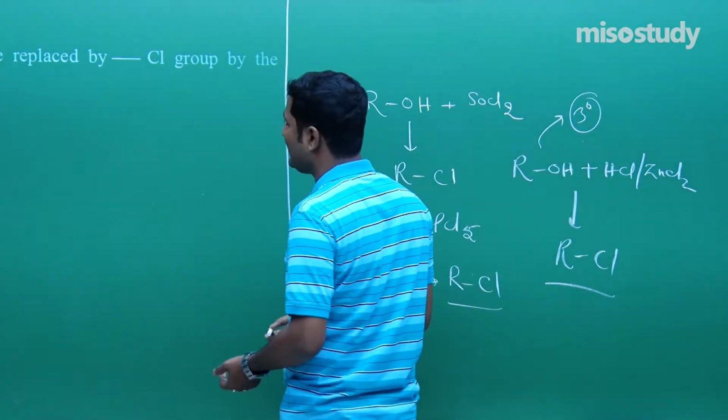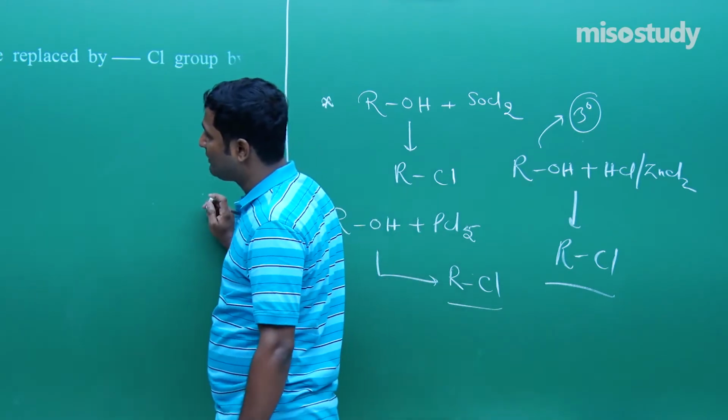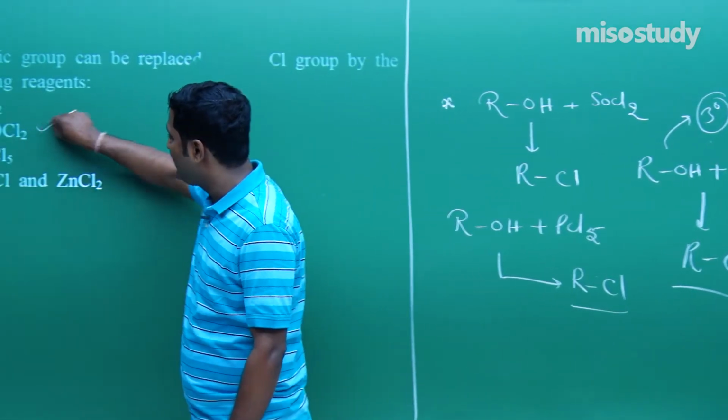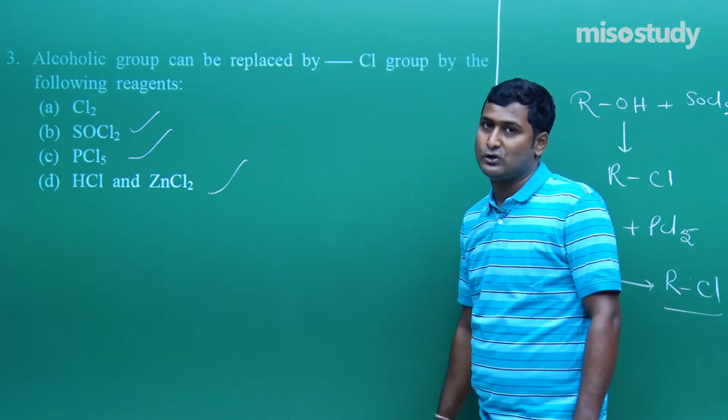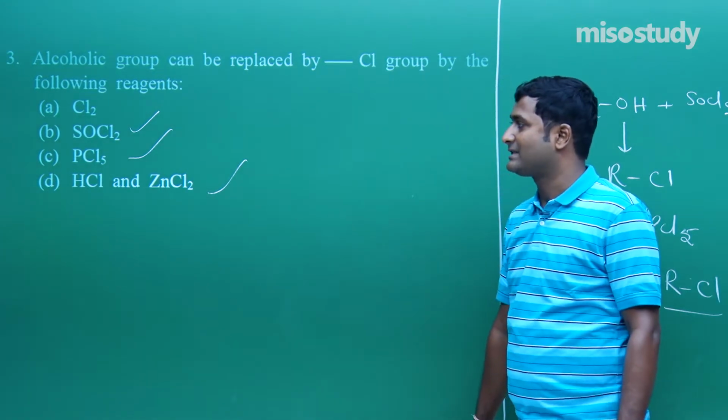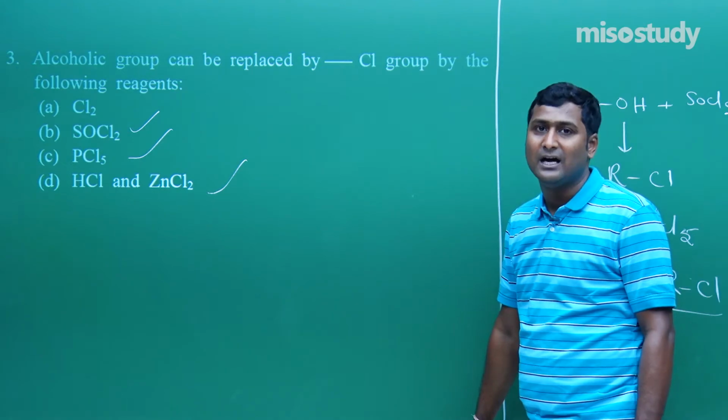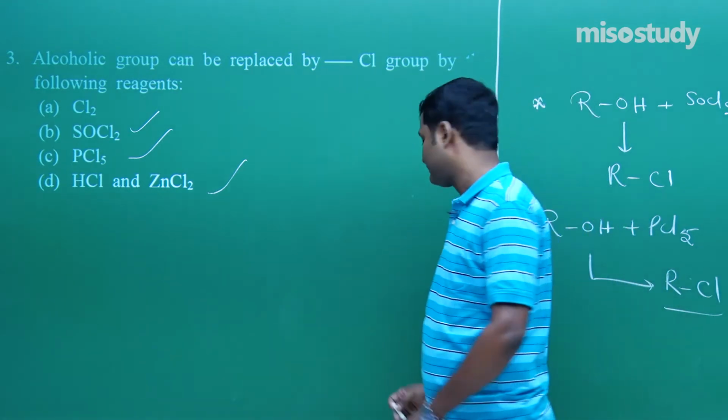So that is the option; it is a multiple choice type question, and B, C and D are the correct options. So for question number 3, we can say B, C and D are the correct options.